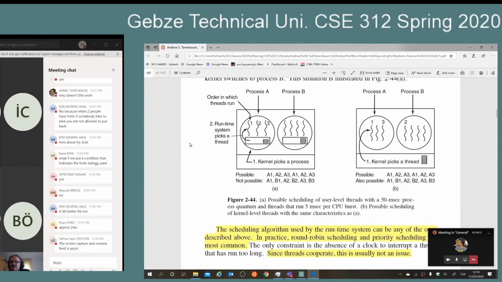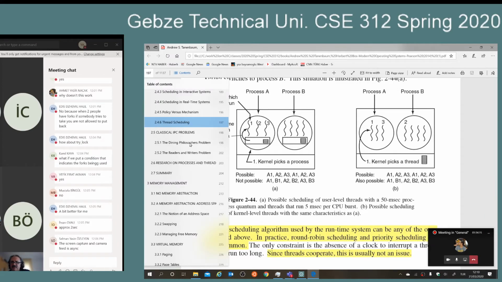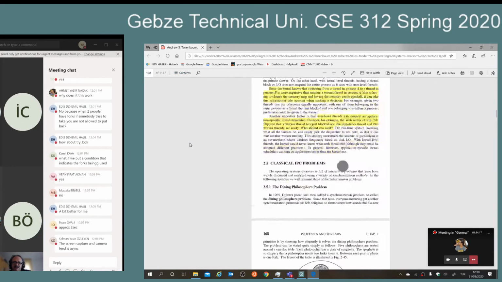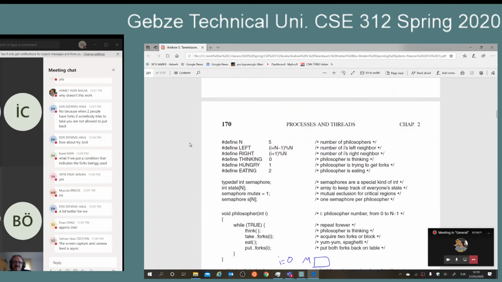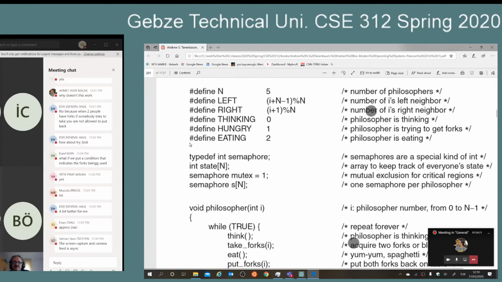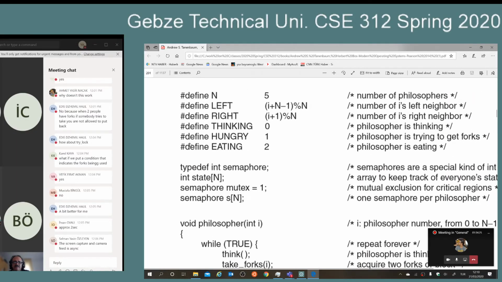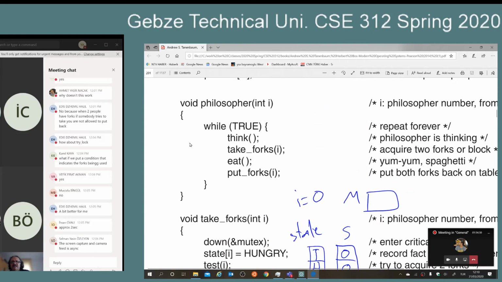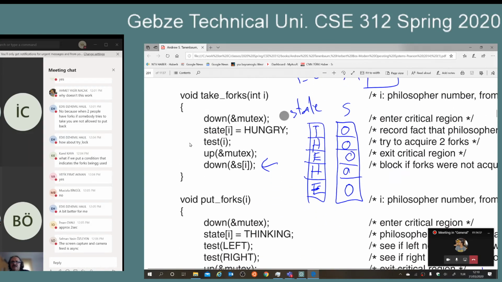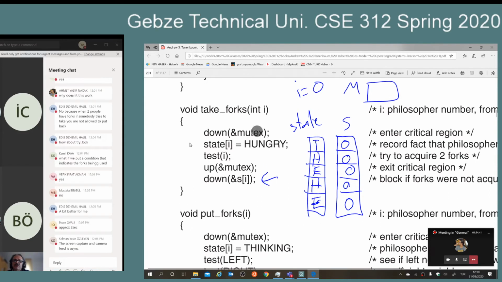What happened? Contents and the dining philosopher problem. Okay, here it is. There's not a solution here. Here is the solution. Okay, so philosopher number I, it says take forks and put forks. Take forks this way. It says first down the mutex and up the mutex.